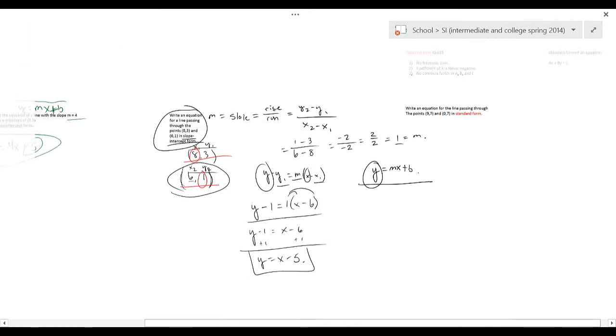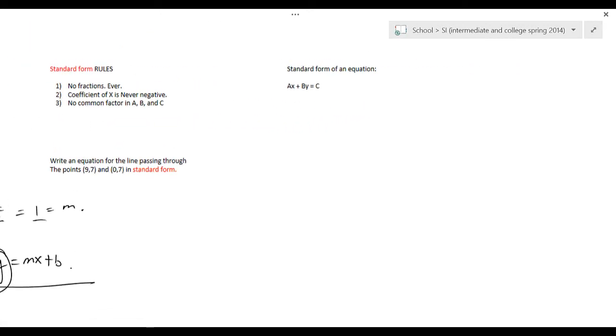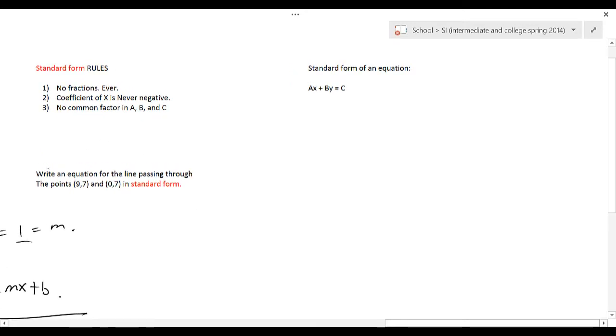Good job. Now we have one more. Write the equation for the line passing through the points 9, 7, and 0, 7 in standard form.